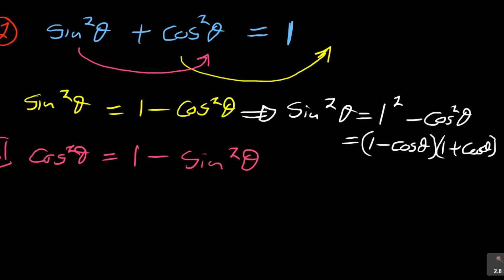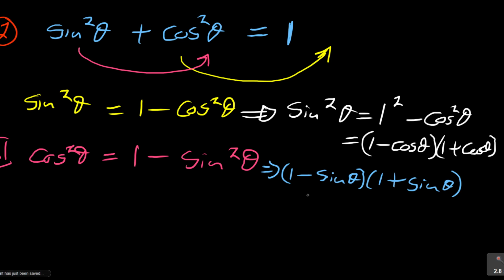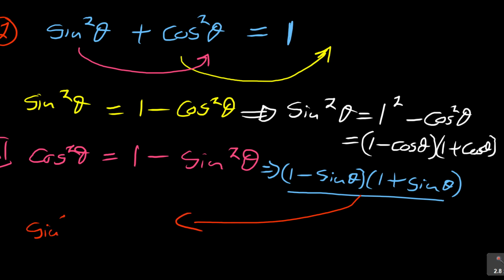Similarly, if you are looking at this one, so it will become, you open bracket, which is 1 minus sine theta and what? 1 plus sine theta. So very important. So when they give you 1 minus sine theta, 1 plus sine theta, you must know that this is actually the same as sine squared theta plus cos squared theta is equal to 1. Just be able to see that.